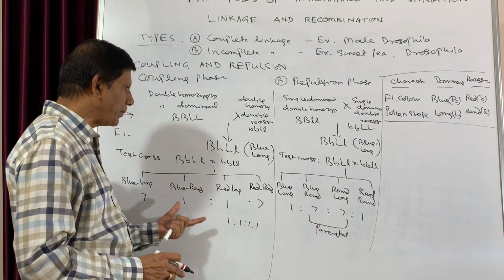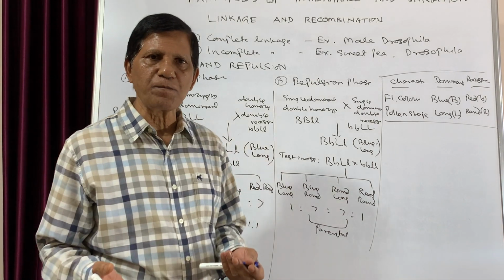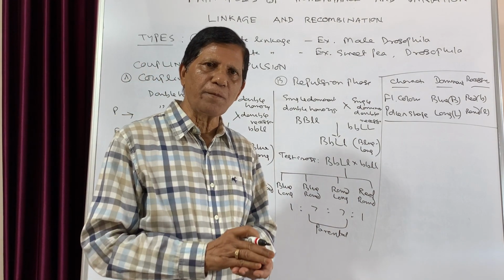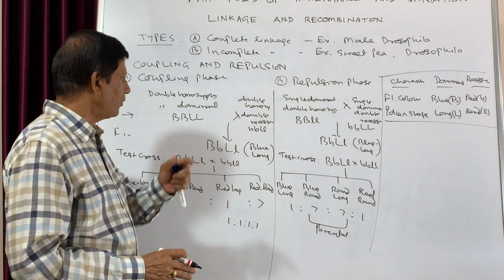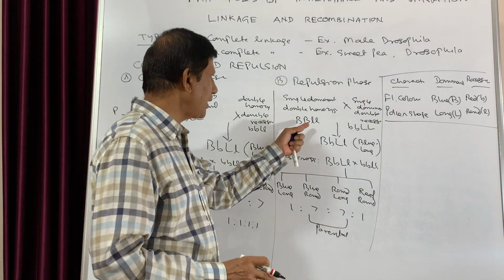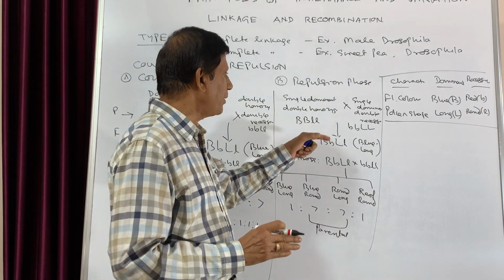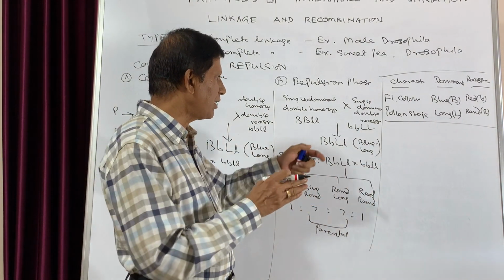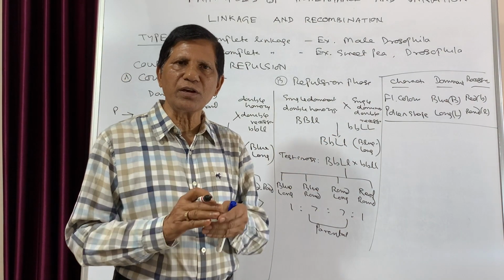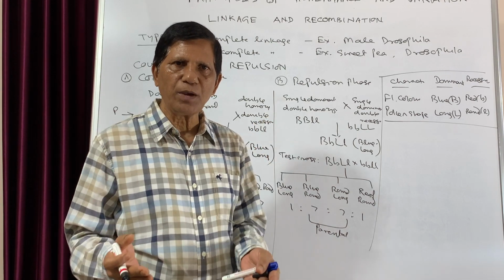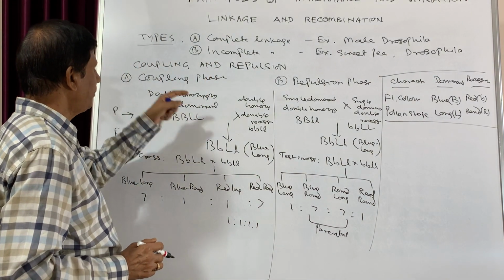So in both coupling and repulsion phase, we have seen that the parental characters are appearing in more proportion. Recombinants are appearing in less proportion. That means when in the parents both the dominants are present together, they tend to remain together, whether it is dominant or recessive. But when one dominant, one recessive is there, they also tend to remain together. That means the two dominants are present separate from each other, two recessives are also present separate from each other. This is repulsion, while this is coupling, and coupling and repulsion are two sides of the same phenomenon, that is linkage. So this is about coupling and repulsion phase.